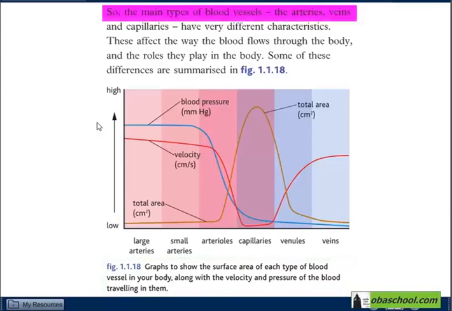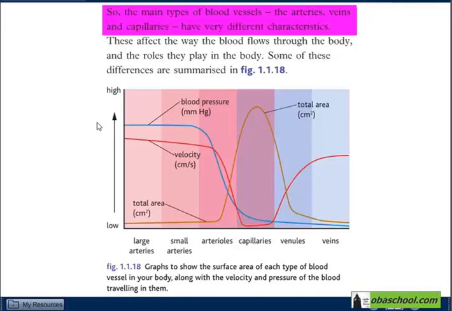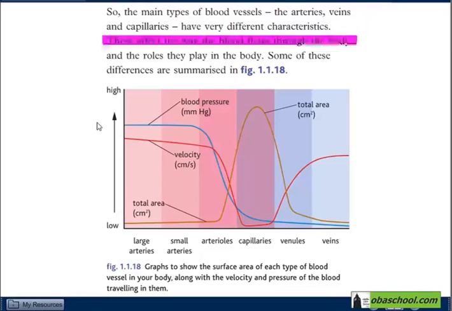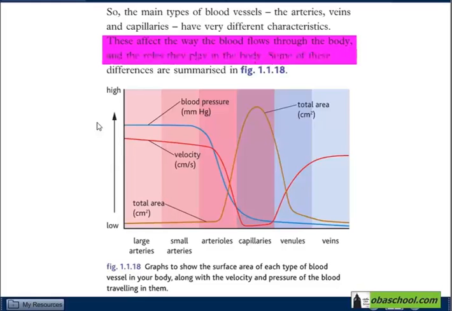And we're going to look at the blood pressure as well as the speed at which blood is traveling inside of each of them. They all have different characteristics, and this is why blood will travel at different pressures and speeds inside of them. Their characteristics will affect the way the blood flows through them and the roles that they play in the body.